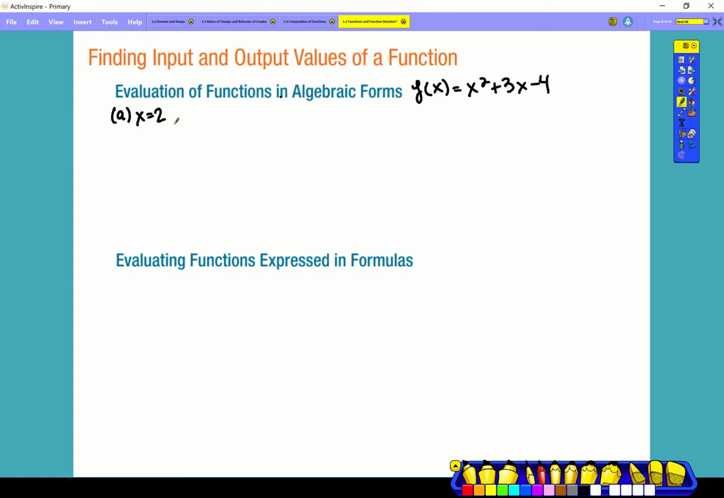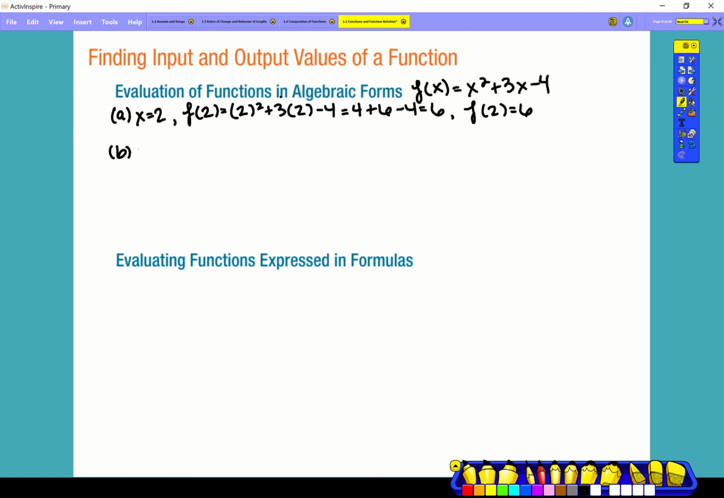x equals 2. We can just plug that 2 in right there for x. Minus 4. We keep simplifying. Equals 6, and we would say f of 2 equals 6.